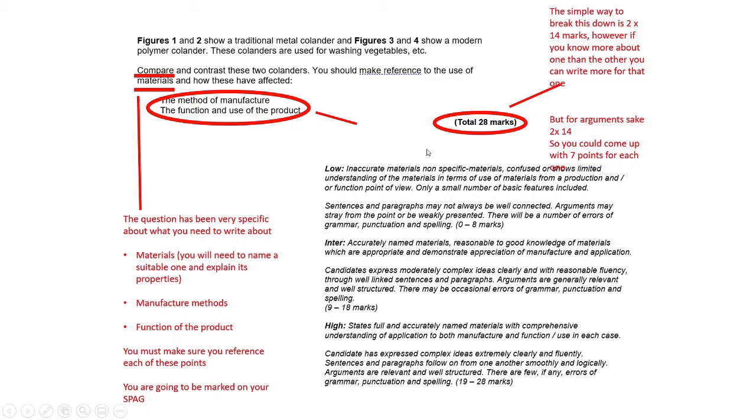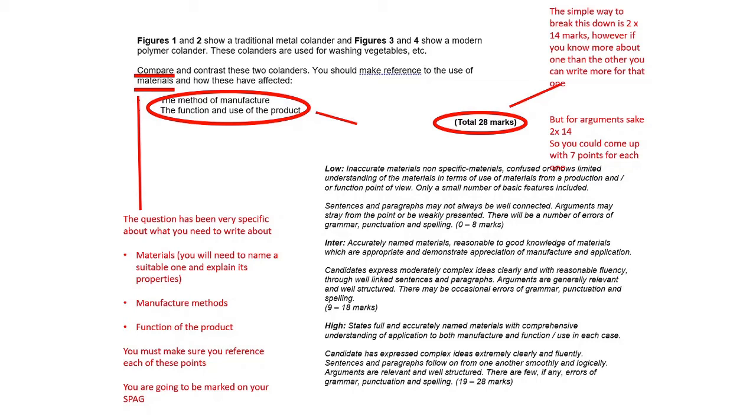So if we're going to break this down, 28 marks. The simple thing really is you've got to talk about method of manufacture and the function of the product. So that's 2 things. So break it down: 28 marks divided by 2 is 14. So you've got to do 14 marks for each one. For argument's sake, you can break that down and do 7 points for each one and an explanation, because you get a mark for bringing up a point, then you get a mark for explaining why your point is correct. So that's why really you only need 7 points.